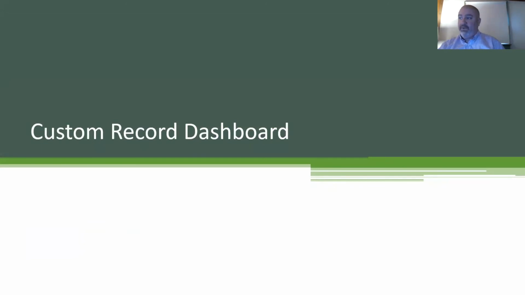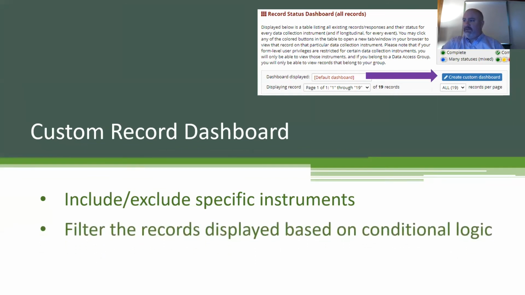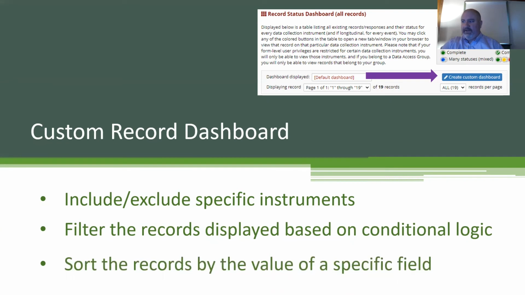You can create your own custom record status dashboard by clicking Create Custom Dashboard. And you have the ability to include or exclude specific instruments, filter the records displayed based on conditional logic, or sort the records by the value of a specific field in either ascending or descending order.